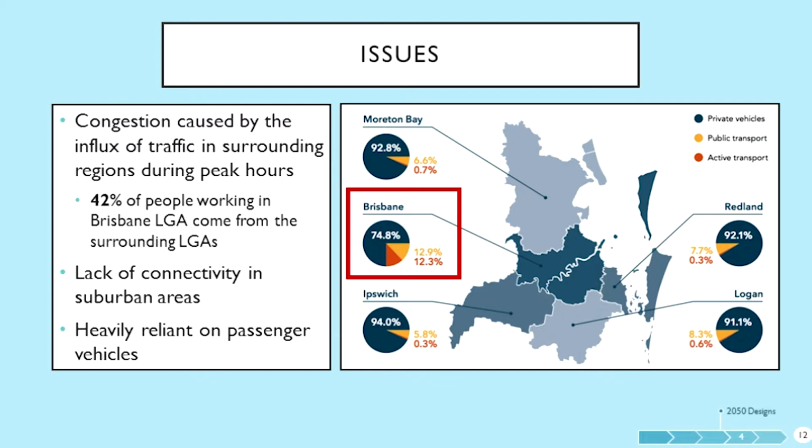So the inner city was really well connected to public transportation. However, it was lacking outside of that. And lastly, this led to most of the mode share within Brisbane being heavily reliant on passenger vehicle. As you can see, Brisbane actually has 75% of people traveling through passenger vehicle.